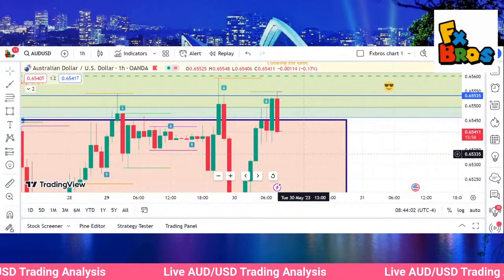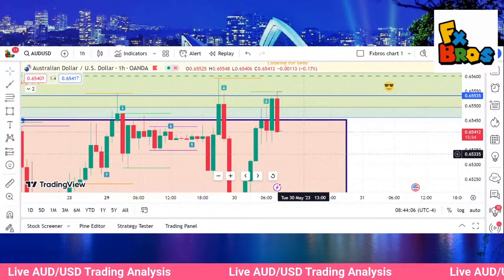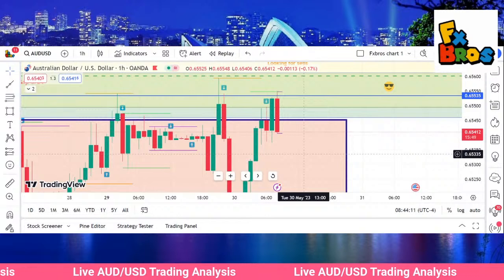15 more minutes left. We're already engulfing. Let's see if we gonna close like that.